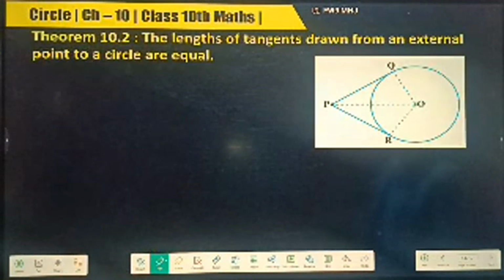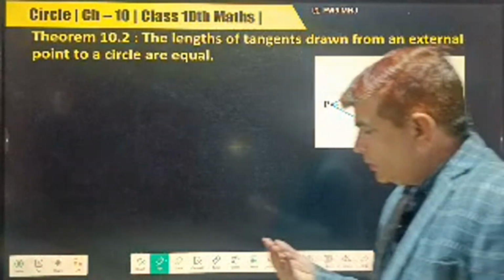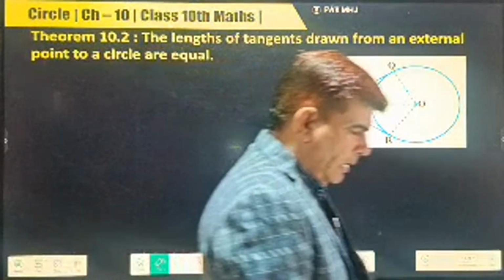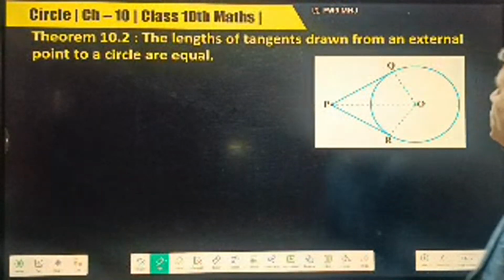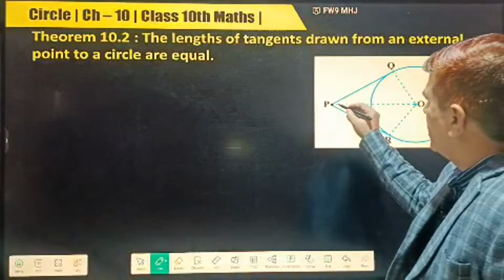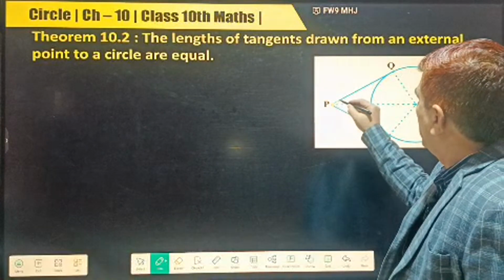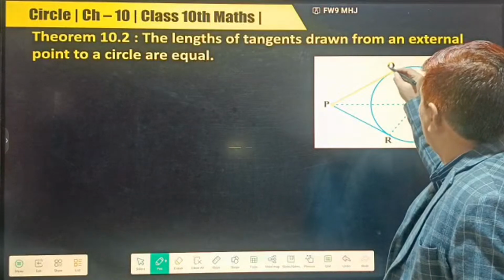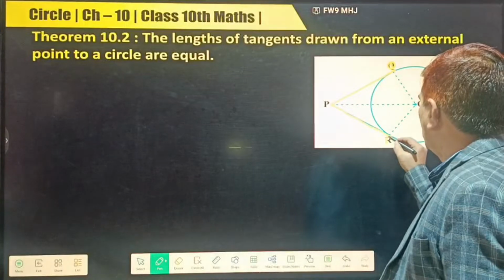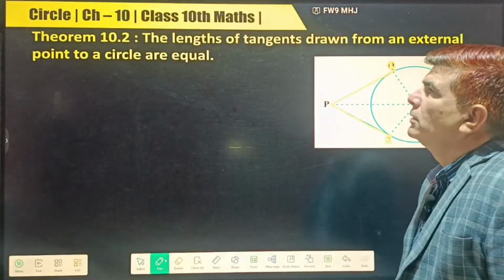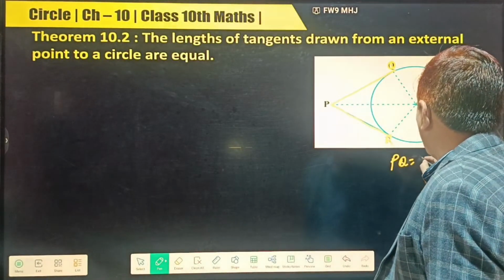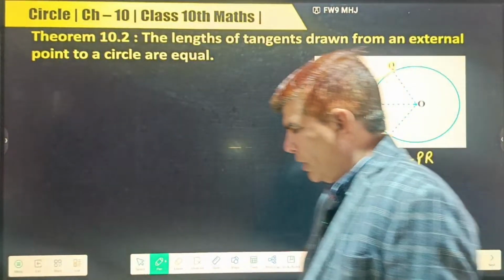So one important theorem is given, and this theorem is used a lot in this chapter. What is the theorem? The lengths of tangents drawn from an external point of a circle are equal. So here in this figure we have taken this point outside the circle and drawn one tangent, which touches the circle at point Q. Another tangent also touches the circle at point R. So we have to prove here PQ equal to PR. So how can you prove it?